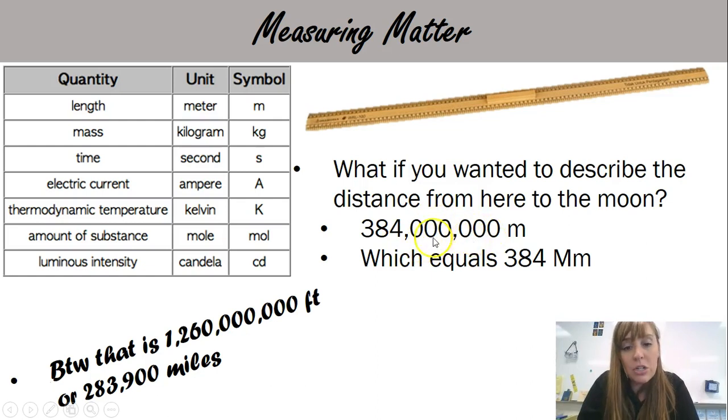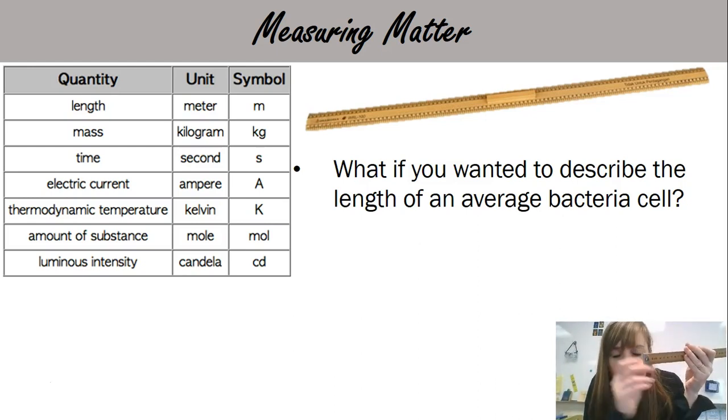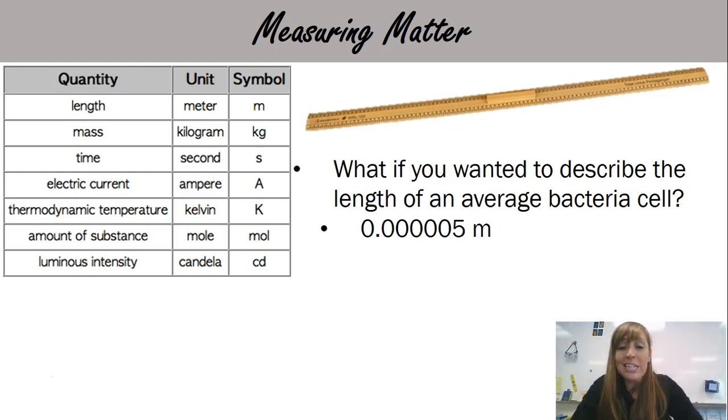The only thing that changes is the 0, or where the decimal is, because it's based on a base 10. So what if you wanted to describe the length of an average bacteria cell? If I asked you to use the meter stick and measure that, that'd be pretty hard, because the bacteria is so small. You couldn't even see it on the meter stick, so how the heck are you supposed to measure it?